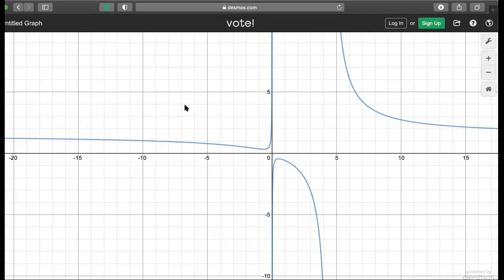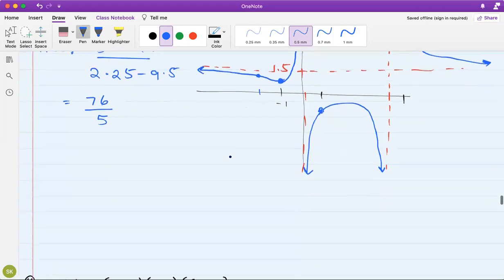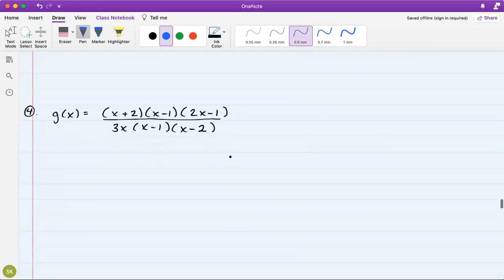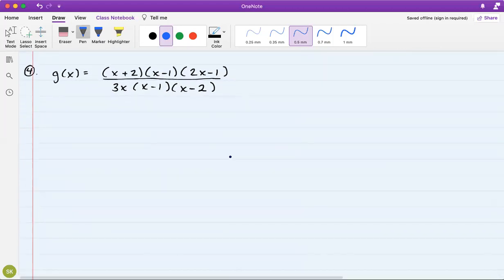So let's go back here and let's move on. So this is the fourth problem we're going to look at. We have g of x is equal to (x + 2)(x - 1)(2x - 1) over 3x(x - 1)(x - 2). I went ahead and factored this for you. Again, we've seen this problem before.